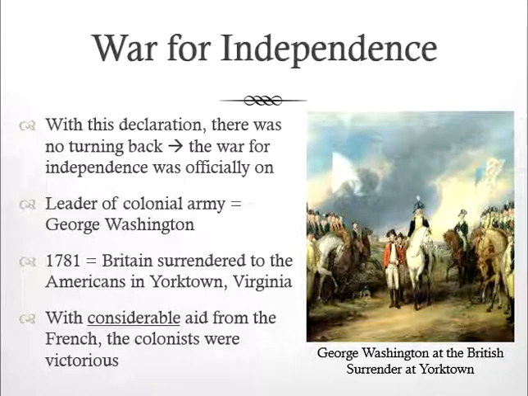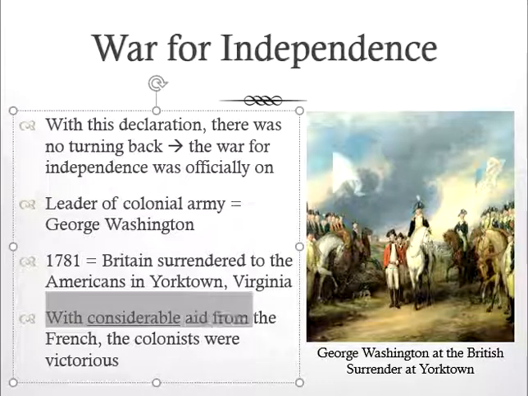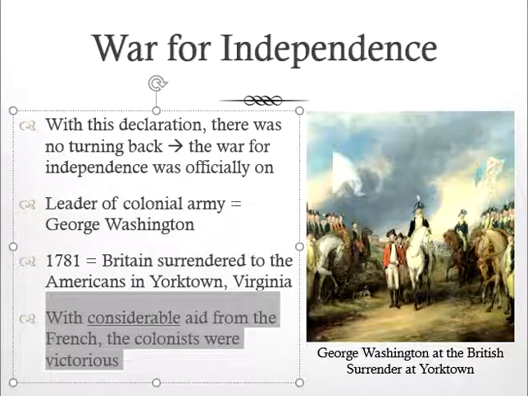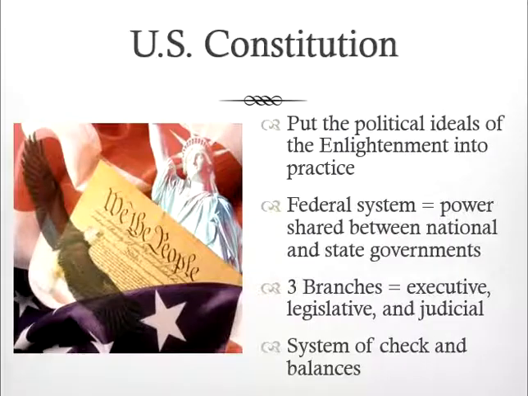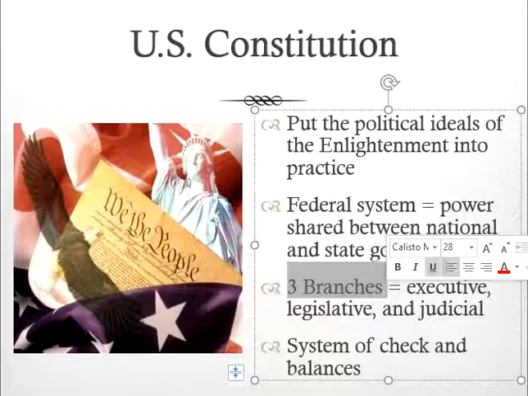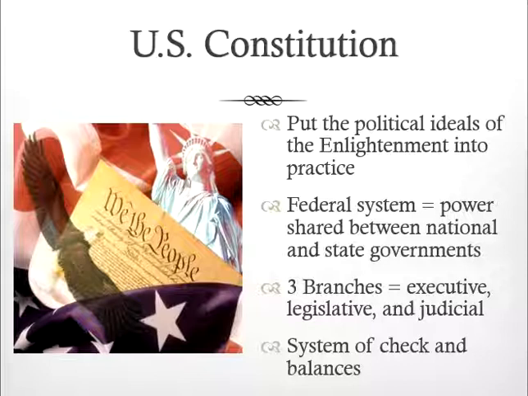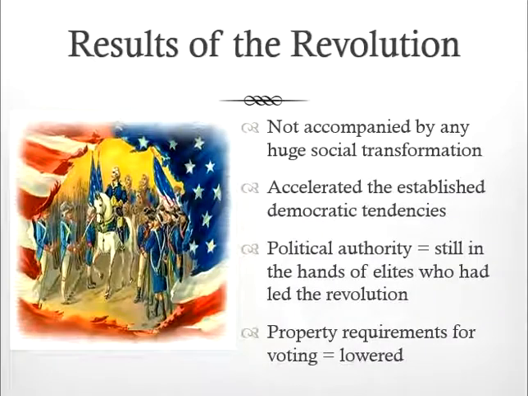This is going to lead to the War of Independence, where the Americans are going to fight for freedom, independence, and a government that protects their natural rights. This is important with considerable aid from the French. That's going to play a huge role in our relationship with France and the French Revolution. This is going to end up creating the U.S. Constitution, which put political ideas of the Enlightenment into practice. Ideas such as three branches of government, a national and state government, and checks and balances.